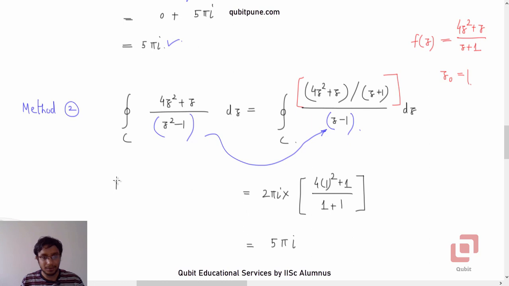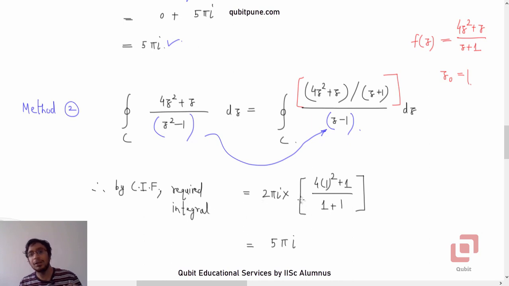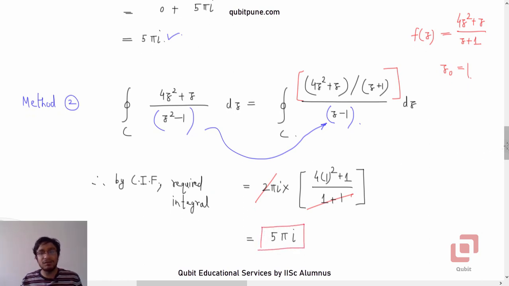So by the Cauchy's integral formula, the required integral will be equal to 2 pi i times the value of the function, or the numerator in this case, at 1. So (4 into 1 squared plus 1) upon (1 plus 1): 4 plus 1 is 5, 1 plus 1 is 2, again 2 will get cancelled and you will get 5 pi i. Okay, fine.